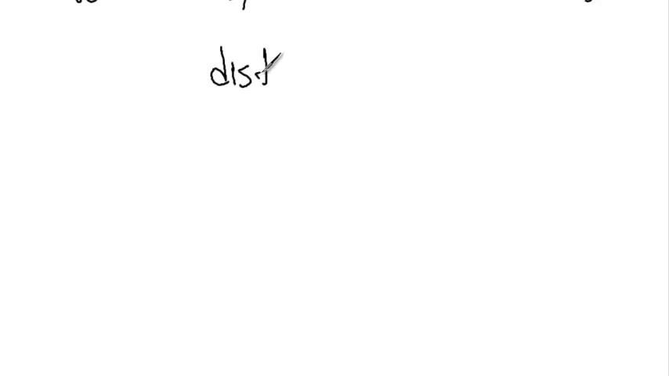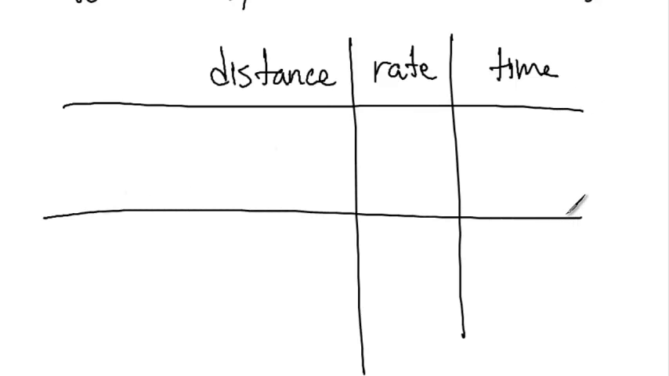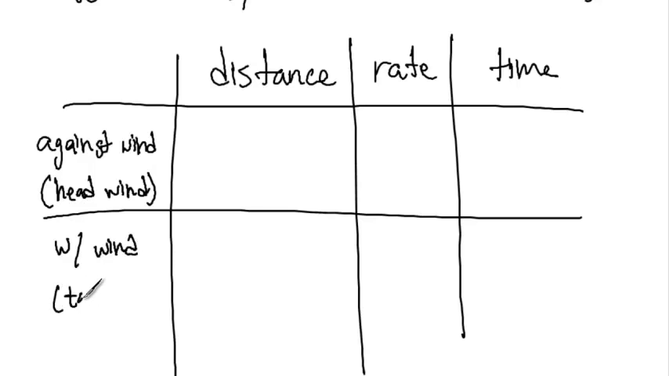So we'll put distance, rate, and time. And then this problem talks about going against the wind, or if you have a headwind, that's the same thing. Or with the wind. And that would be the same thing as saying having a tailwind. Okay? So what we want to do is kind of read the problem again and see if we can fill out this chart. Okay?